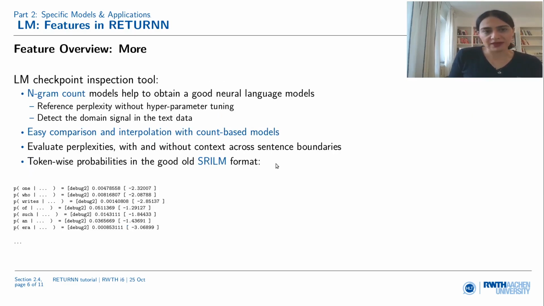The n-gram count-based models are really fast to train, and they can help the neural language models from two points of view. The first one is that they can be used as a reference perplexity without hyperparameter tuning of the neural models. And the second point is that they can be used to detect the domain signal in the text data. Therefore, it would be nice to have an easy comparison and interpolation with count-based models. RETURN offers one tool for this purpose, and this tool evaluates perplexity with and without context across sentence boundaries and prints token-wise probabilities in the good old SRILM format shown here.